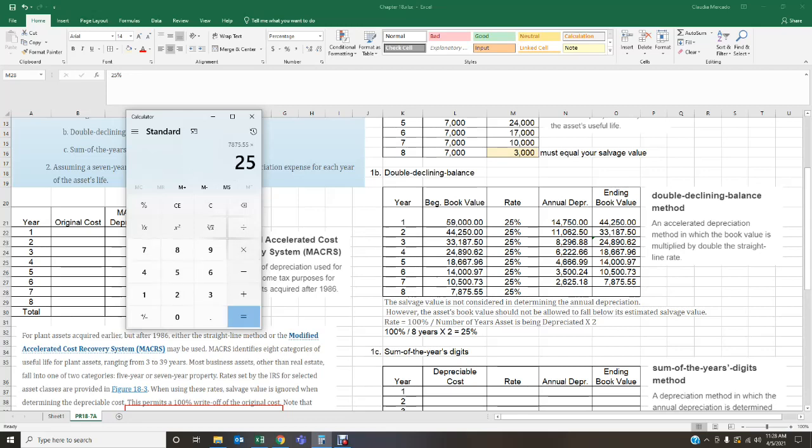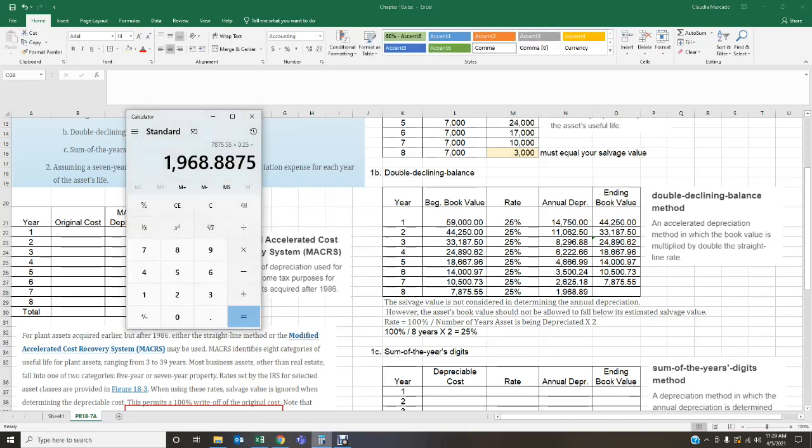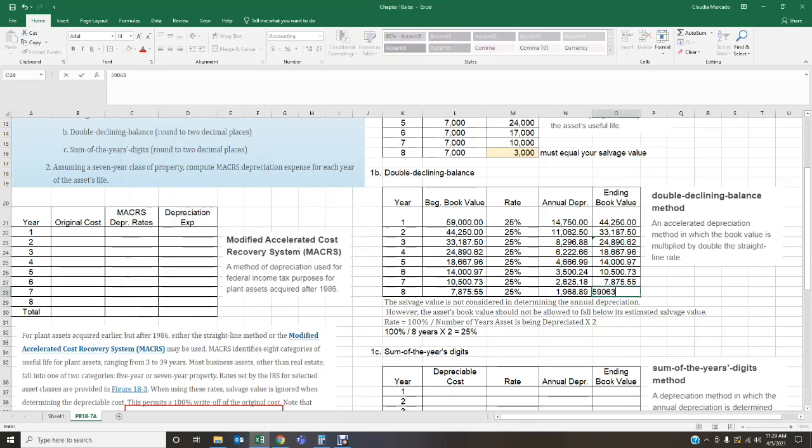7875.55 times 25%. That gives me 1,968.887. Because that third digit is a 7, it's greater than 5. I'm going to round up to 89. So then that will be 1,968.89. And then my ending book value, 7875.55 minus 1968.89. That gives me my ending book value of 5,906.66. Okay.